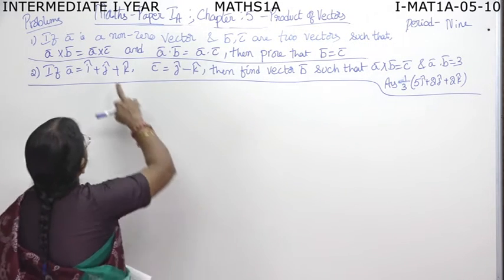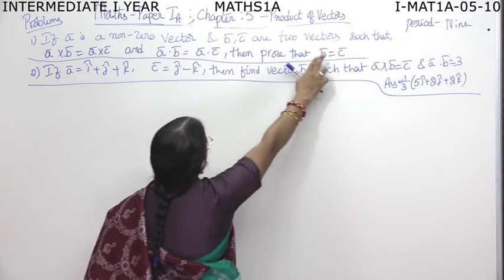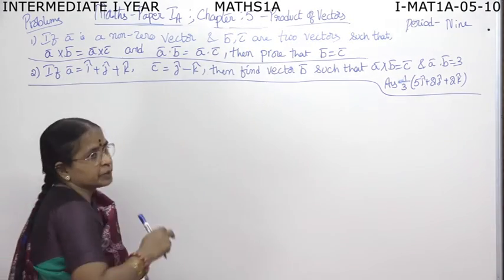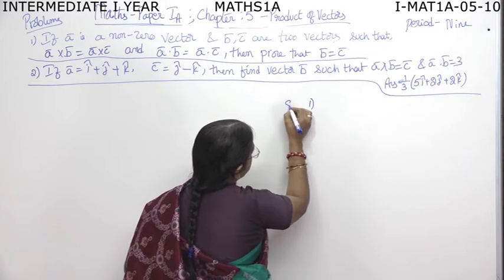Now, you are given A is a non-zero vector and B, C are two vectors such that A cross B is equal to A cross C. So, you are given the first problem, whose solution we are writing.